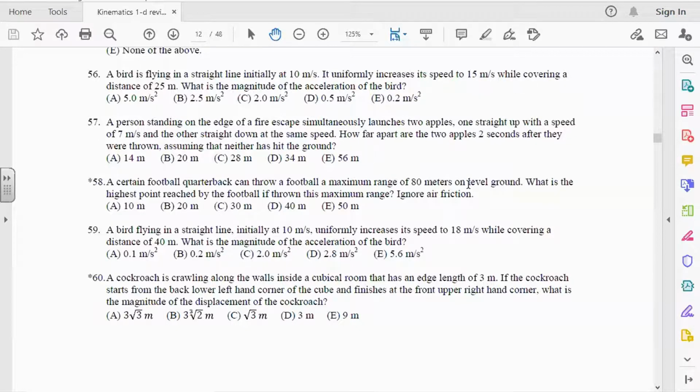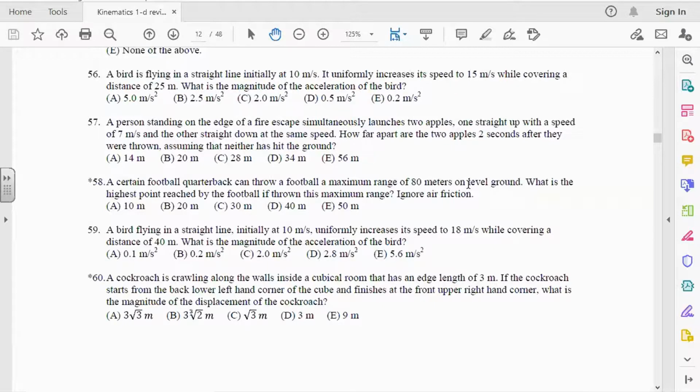All right, so 56. A bird is flying in a straight line initially at 10 meters per second. It uniformly increases its speed to 15 meters per second while covering a distance of 25 meters. What is the magnitude of the acceleration of the bird?